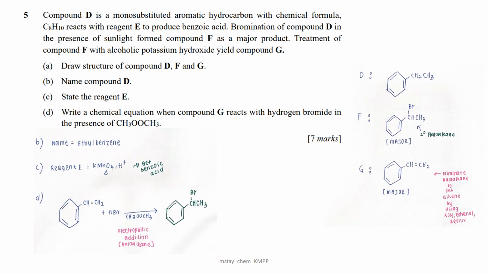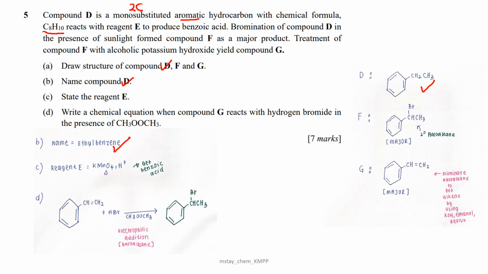Let's start with question number 5. Compound D is a mono-substituted aromatic hydrocarbon. So based on this statement, aromatic, we will have the idea that compound D consists of a benzene ring, and with the chemical formula C8H10, it means that the substituent contains 2 carbons. So that's why your friend suggests the structure of D is ethylbenzene. So structure D is done, and they also already named compound D, which is ethylbenzene.